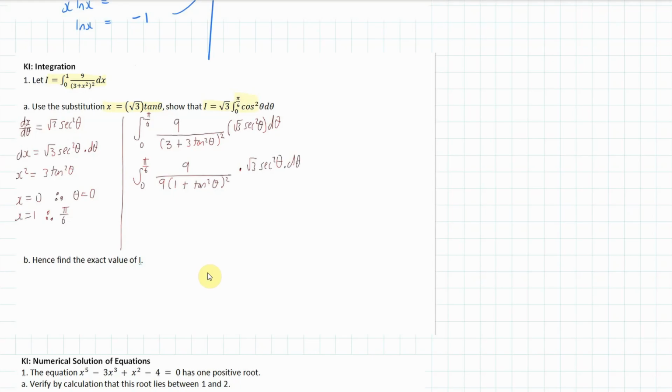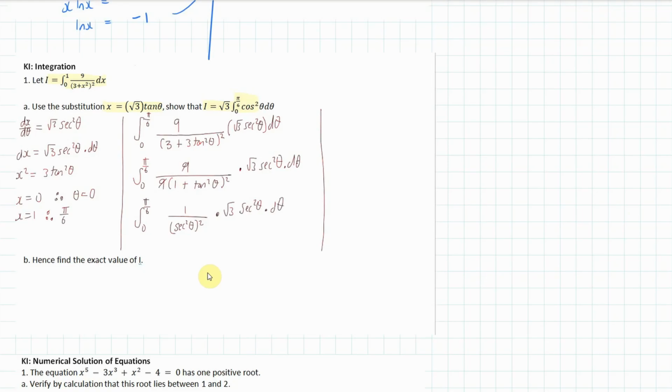Now we're cooking. So we've got 0, pi over 6, and cancelling, so we end up with 1 over, and then in this bracket here, 1 plus tan squared theta, that's like sec squared theta, and I'm going to swap it over to that form because I can see that I've got this other sec squared theta that I've got to get rid of at some point, times square root 3 sec squared theta times d theta, and then I can cancel.